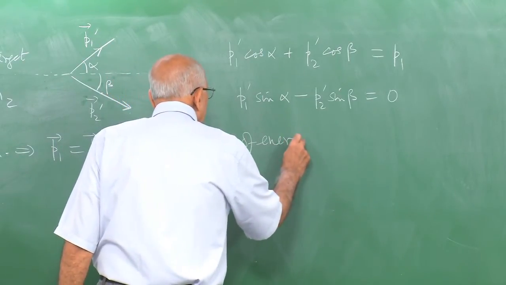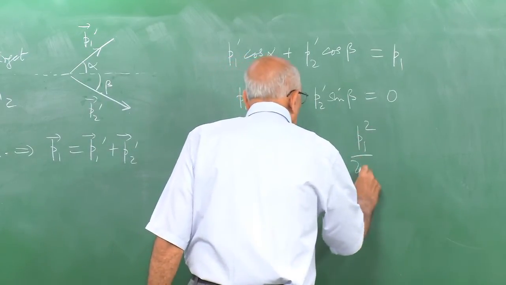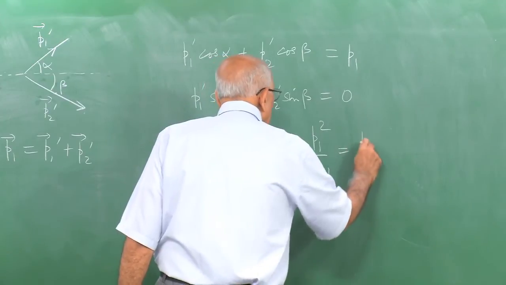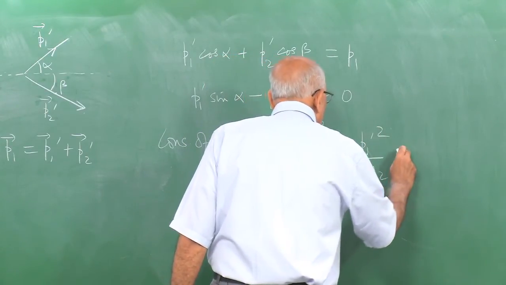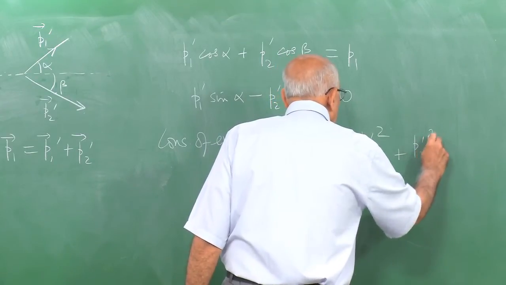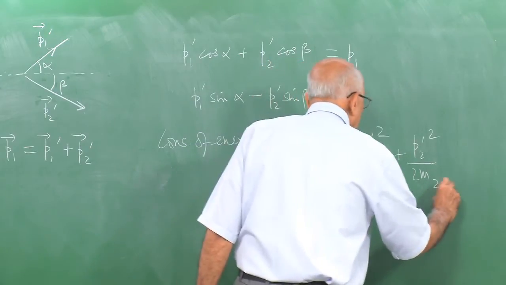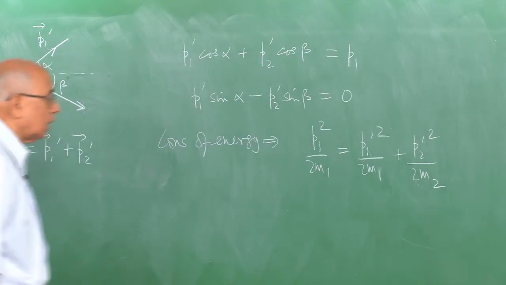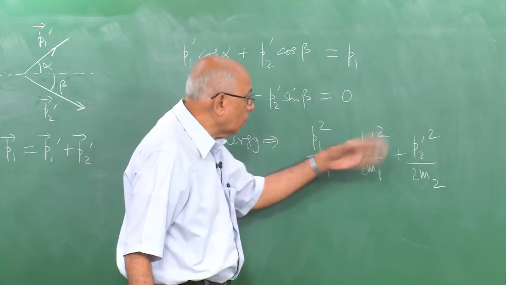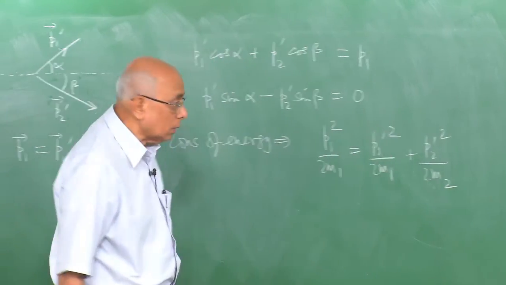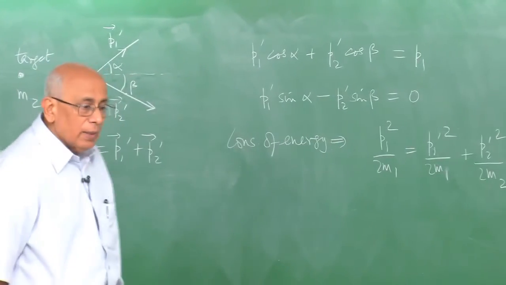Conservation of energy implies P1 squared over 2m1 must be equal to P1 prime squared over 2m1 plus P2 prime squared over 2m2, since the masses are unequal. Where, as I said, I use these symbols without any arrow for the magnitudes of the vectors, so they are non-negative quantities. Okay. Now let's take stock.